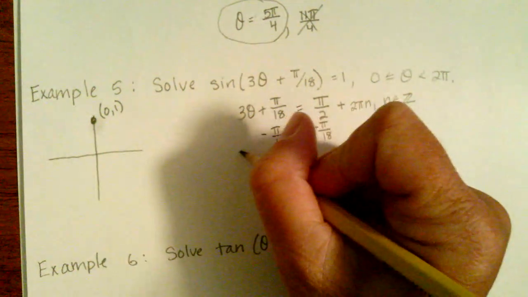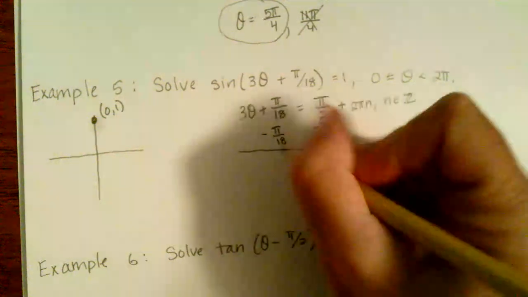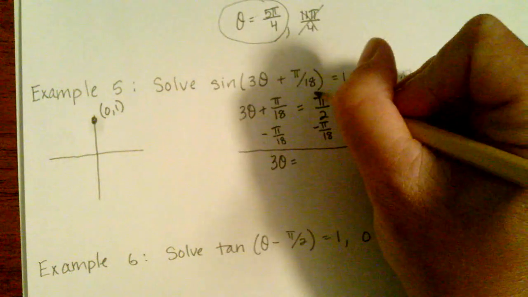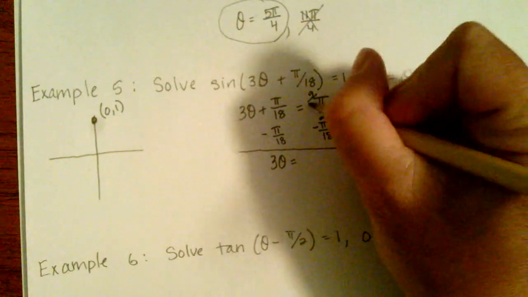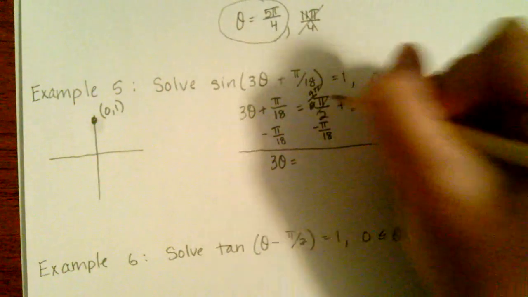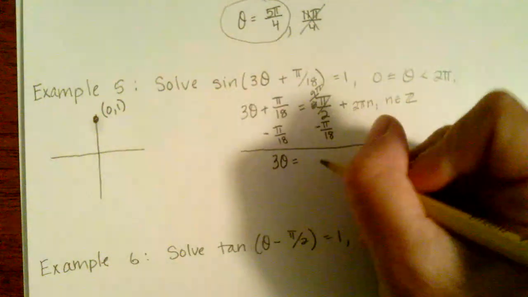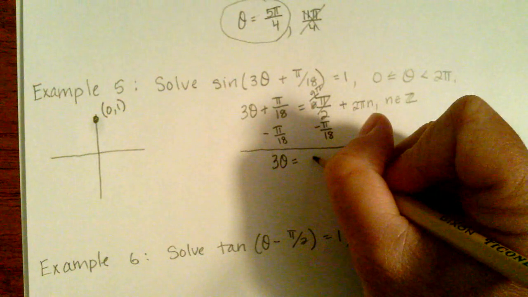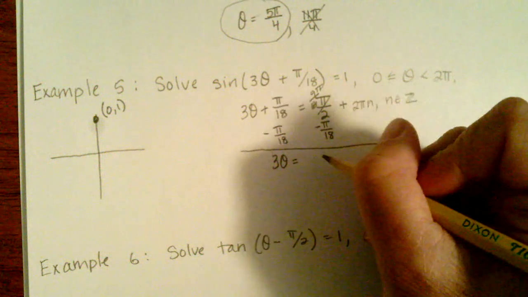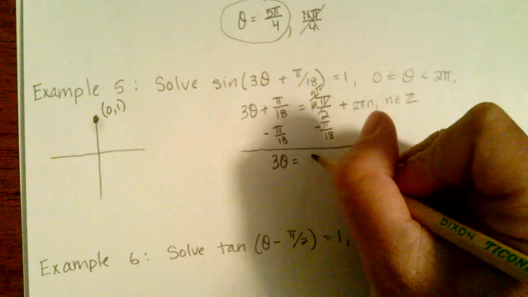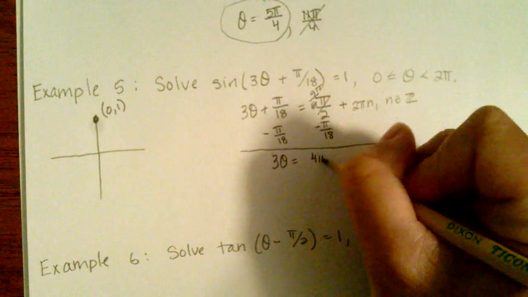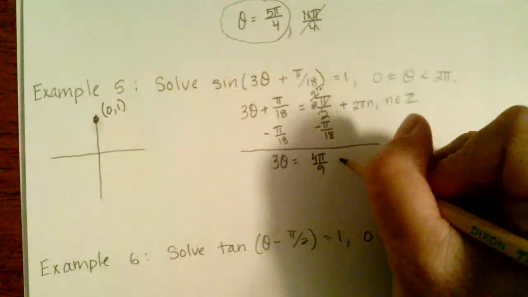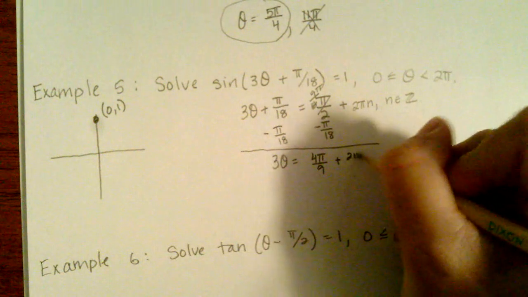Okay, so this becomes 3 theta. I'm going to put this as 9/18, minus pi 18ths makes 8 pi over 18, which is 4 pi over 9. And I still have that plus 2 pi n.